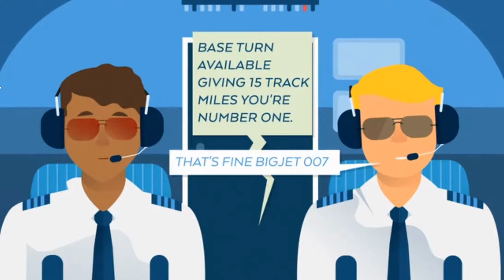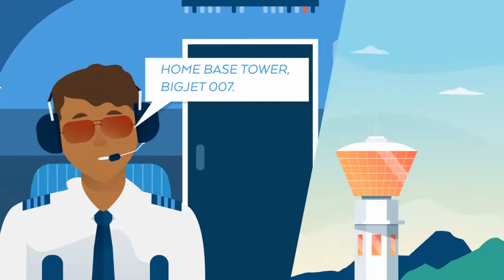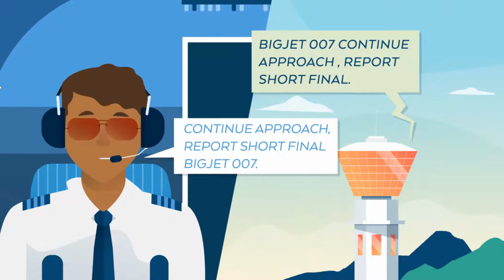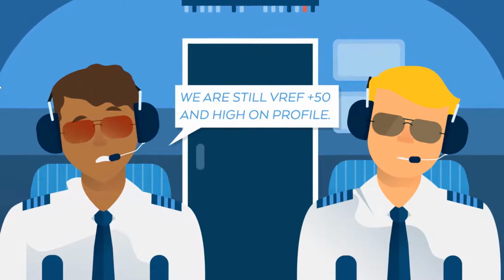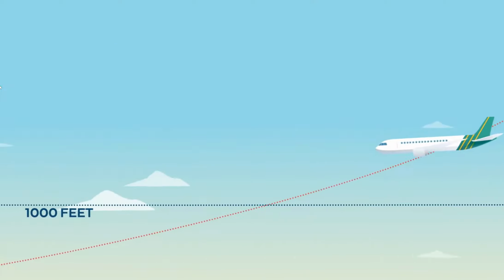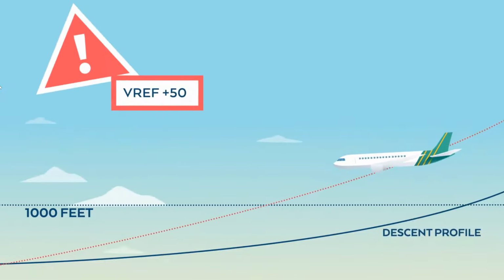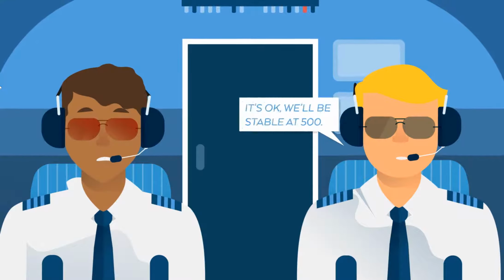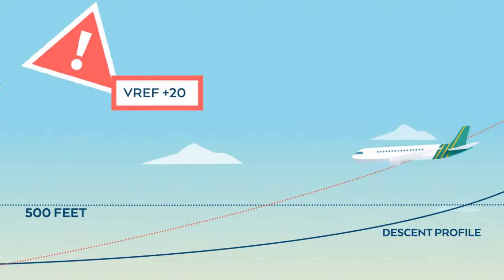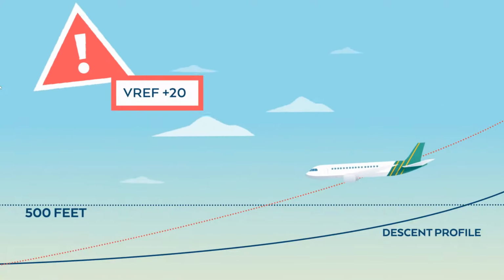A little while later, they establish contact with the tower controller. He tells them to continue their approach, but the pilot monitoring is unsure. They are now approaching 1,000 feet above ground level, and they are still a bit fast as well as high on profile. The pilot flying thinks they will be stable, but when they are approaching 500 feet above ground level, they are still fast and high on profile.